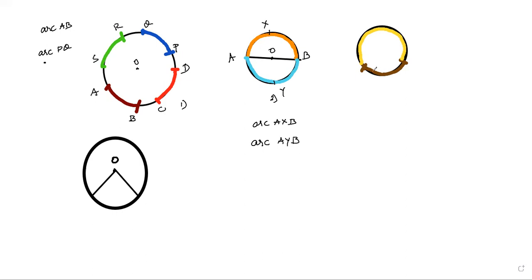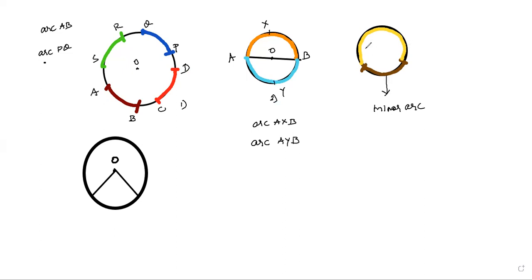Now look here, children. This brown arc, got it? Don't you agree it's smaller than a semicircle? You can imagine a semicircular arc. It is smaller than a semicircular arc. Such an arc is called a minor arc.